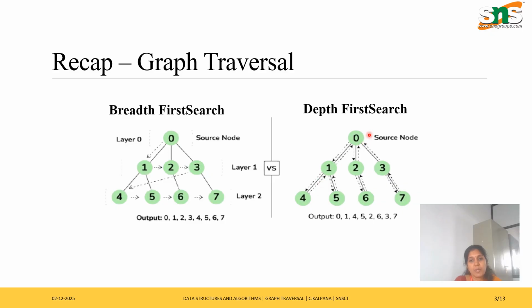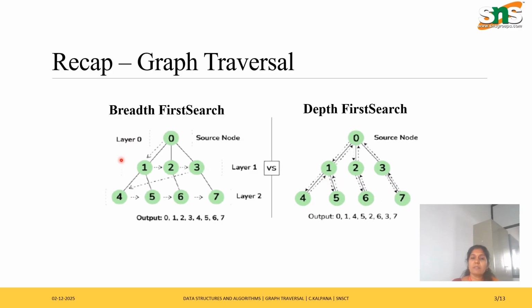Here first we identify the source node. Then we find the adjacency of the source node. Source node adjacency is 1, 2, 3. We pick one adjacent node first, and then for that node, 1, again we search for the adjacent node of 1. So depth wise traversal happens here. For processing this depth first search we require a stack data structure.